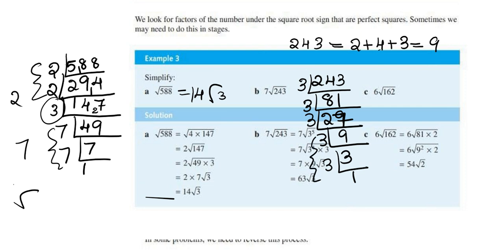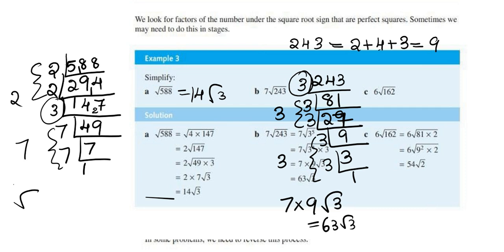From these two 3s, take one 3. Again from two 3s, one 3. Then the last one is not in a pair. So the final answer will be 3 into 3 root 3, that is 9 root 3. Here you have to multiply the numbers.